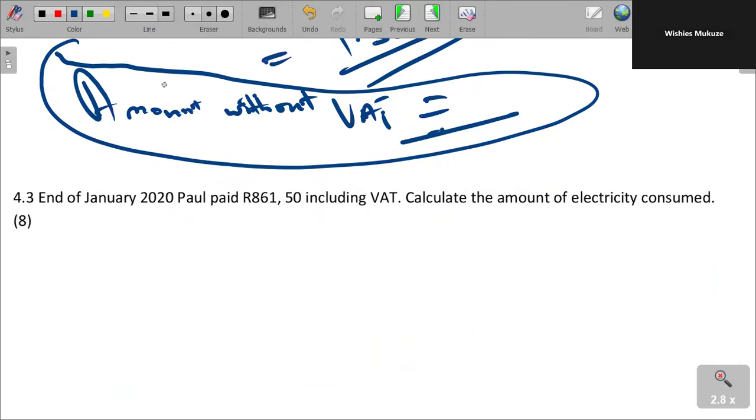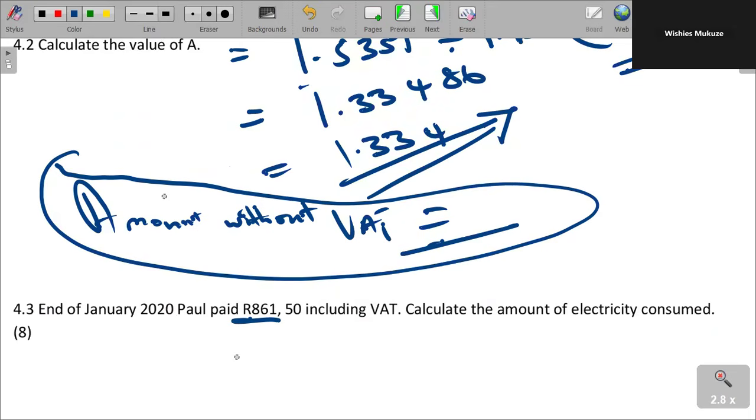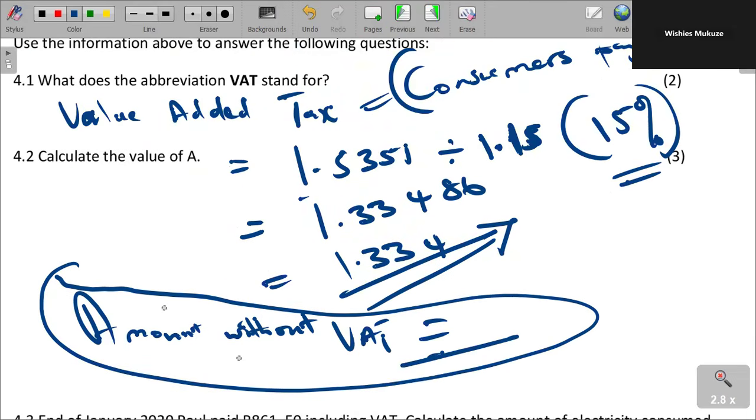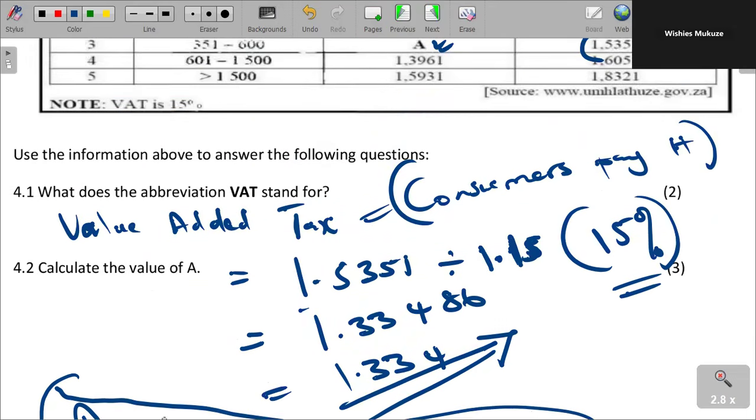In this case, calculate the amount consumed at the end of January 2020. She paid an amount of 861 rand 50, including VAT. So now, in order for us to calculate the amount of electricity consumed, we must go to the end of January.